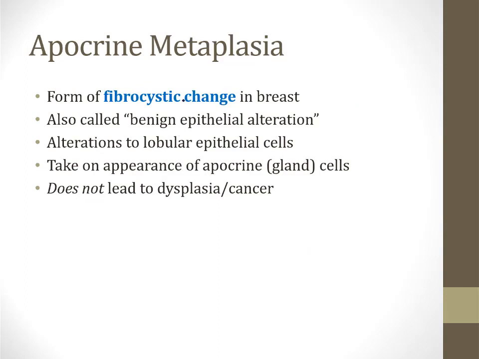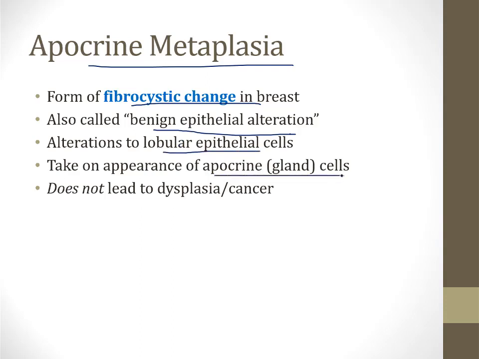And then a final example of metaplasia is apocrine metaplasia. I talk about this in the breast videos in the reproductive section. This is a form of fibrocystic breast change. It's also called benign epithelial alteration because it is a benign condition that does not lead to breast cancer. In this form of metaplasia, there are alterations to the normal lobular epithelial cells, and they begin to look like apocrine or glandular cells. Basically, they begin to look like sweat glands. They develop an enlarged appearance with eosinophilic staining, and this is called apocrine metaplasia.